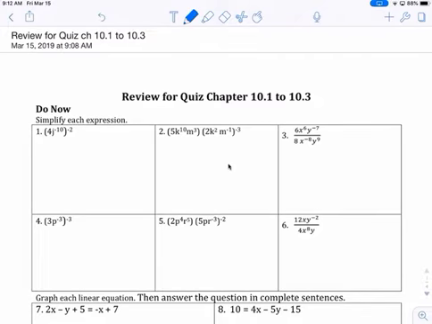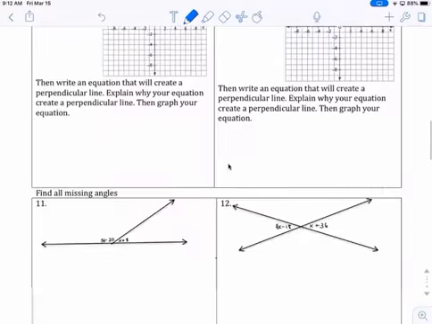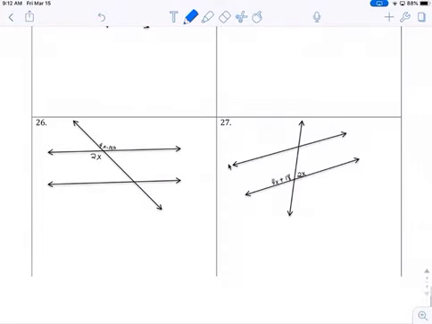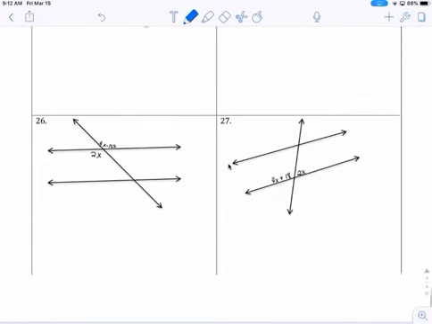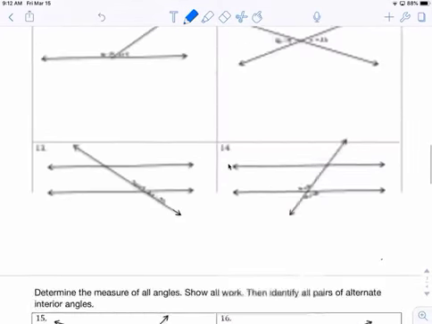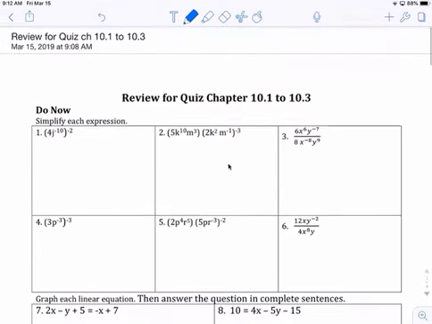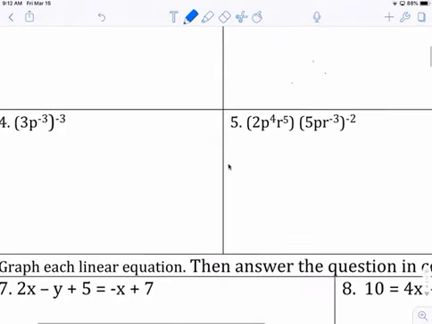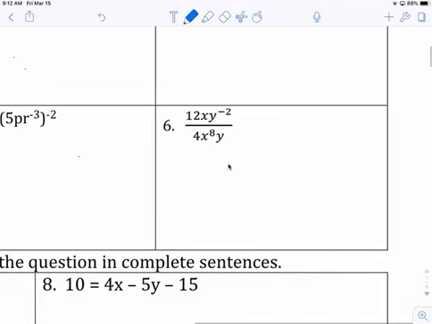Quiz on Monday. Everything on here will be on the quiz. There's 27 problems, and there's problems on the back. I'll do a couple of them on each so you know. These questions will definitely be on there. It'll be first question like this, second question like this, third question like this, okay?